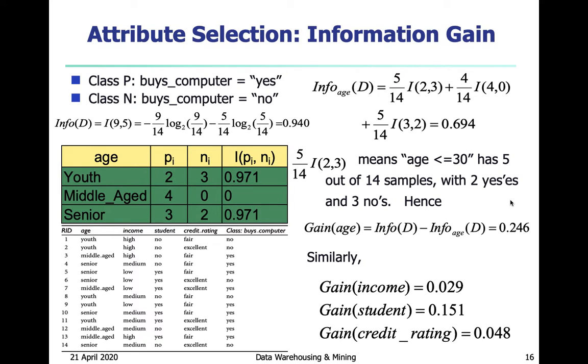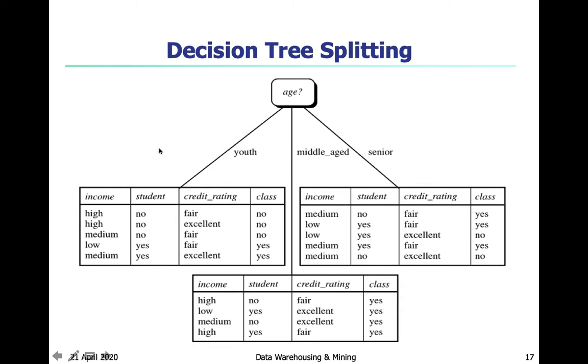Clear? So that's why this age is chosen as the best splitting attribute, right? So age 1, 2, 3. So here all belong to the same class. So these are actually the leaf nodes.